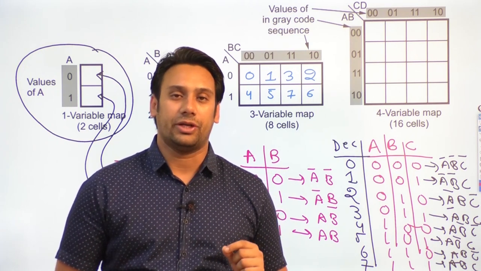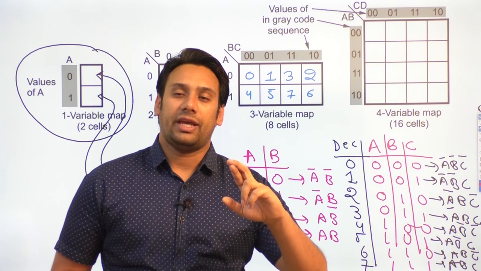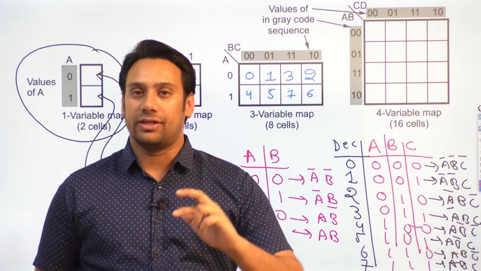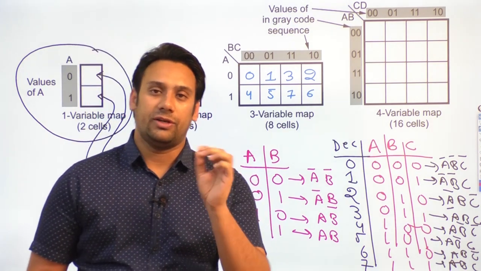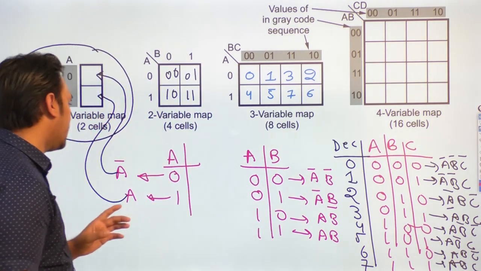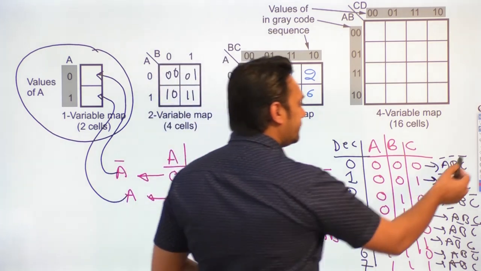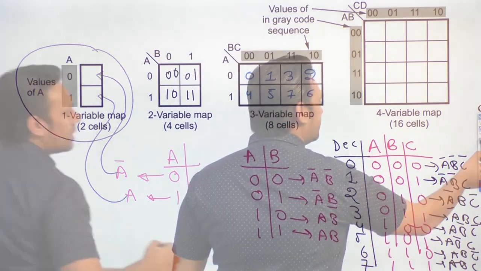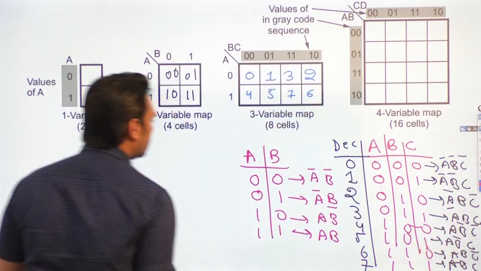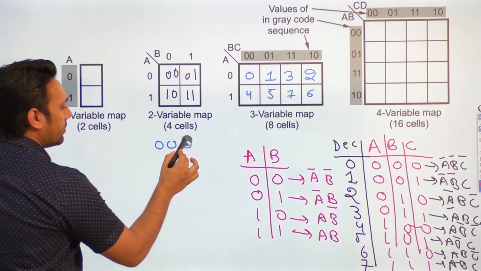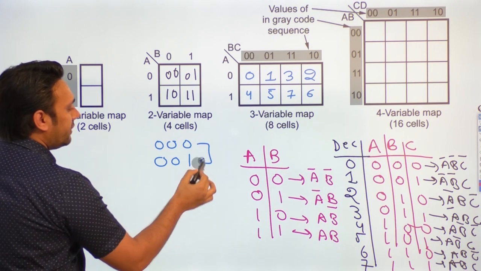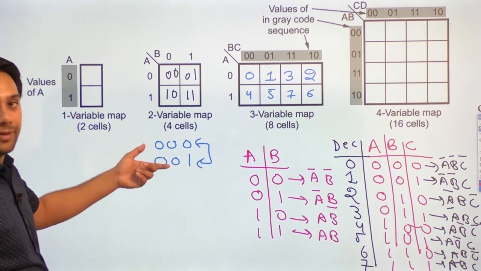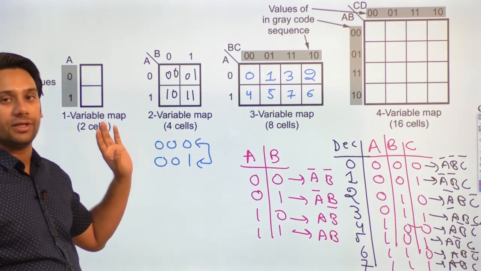What do I mean by gray code? Gray code means that between any two combinations which are adjacent to each other, only one bit should be different. Jaise ki, let me show you with the help of an example. If the first combination is 000 and the second is 001, then between these two only one bit is different. Yahan par sirf ek hi bit ka difference hai.